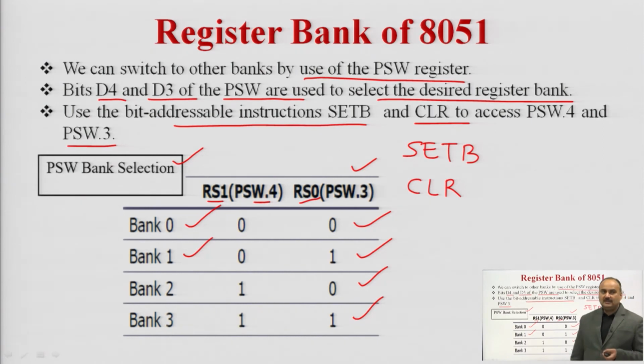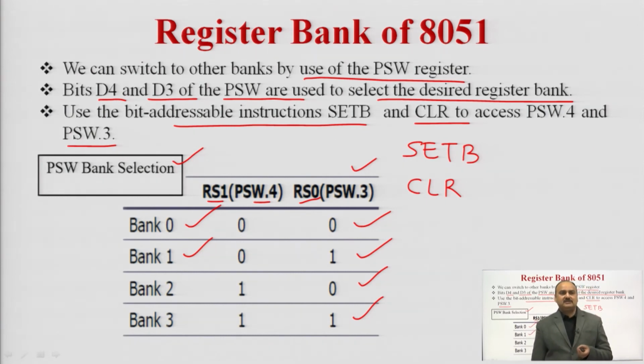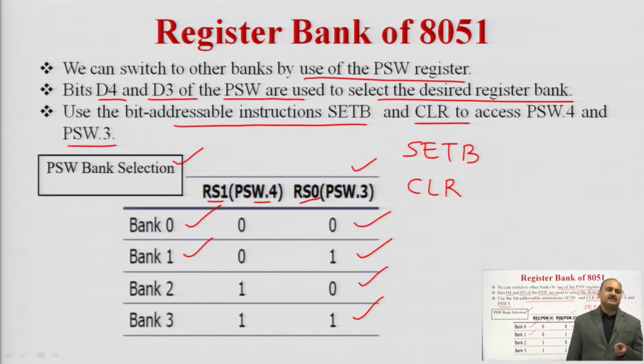Once the bank is selected, only then can we use the registers of that particular bank. Otherwise, if no bank is selected, by default the microcontroller will select bank 0. When we use the registers without selecting any bank, it means that we are using the registers of bank 0.